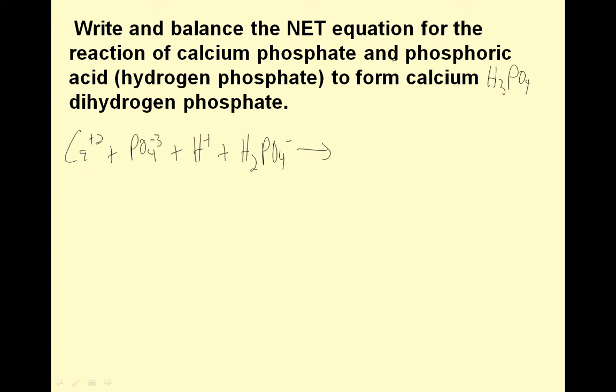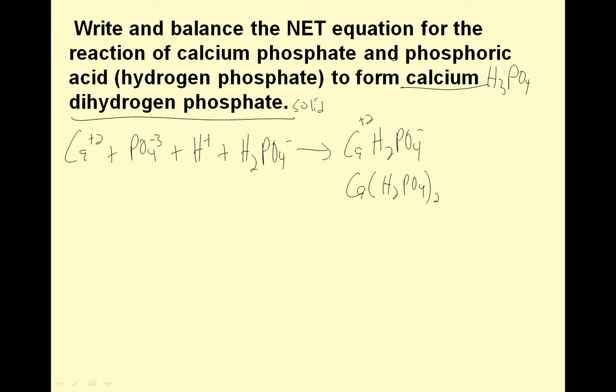Now it says it forms calcium dihydrogen phosphate, so if it forms this, that's my precipitate. And it would tell you that, solid. So I'm going to make Ca dihydrogen phosphate, calcium's still plus 2. Phosphate's still minus 1. So this product is going to be Ca(H2PO4)2. So what happened to the H positive? Well, it won't really make anything else. They would be spectator ions, because you'd get your H positive and your phosphate left over, and those would cancel out.